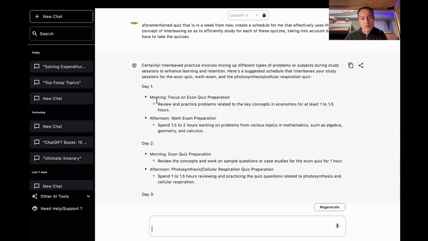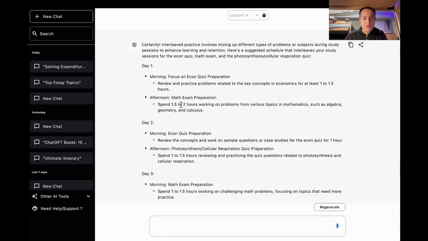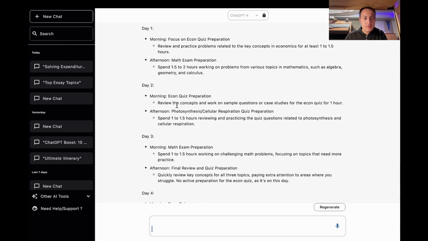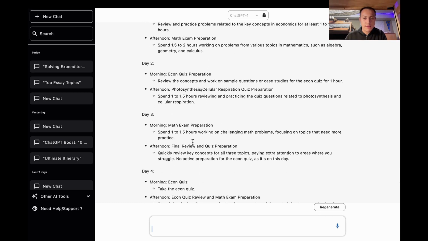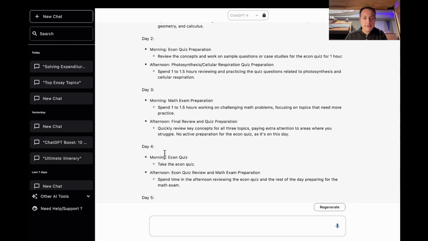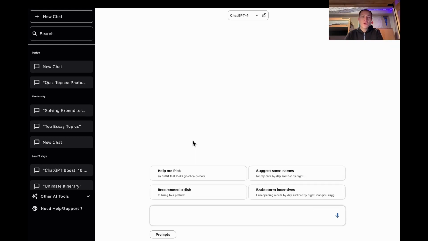So say on day one, it basically says for you to review and practice problems related to economics for 1 to 1.5 hours. Afternoon, switch subjects to math, doing around the same thing but regarding problems. Day two, switching back into econ, and then doing some photosynthesis and cellular respiration. Okay. And then it just kind of keeps doing this and tells you about examinations coming up. And then, yeah. Next, we are going to be talking about particular scenarios to apply ChatGPT on.